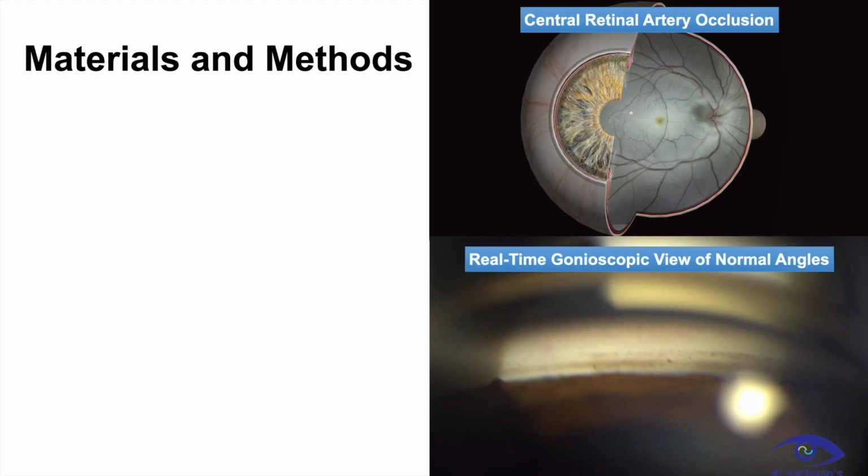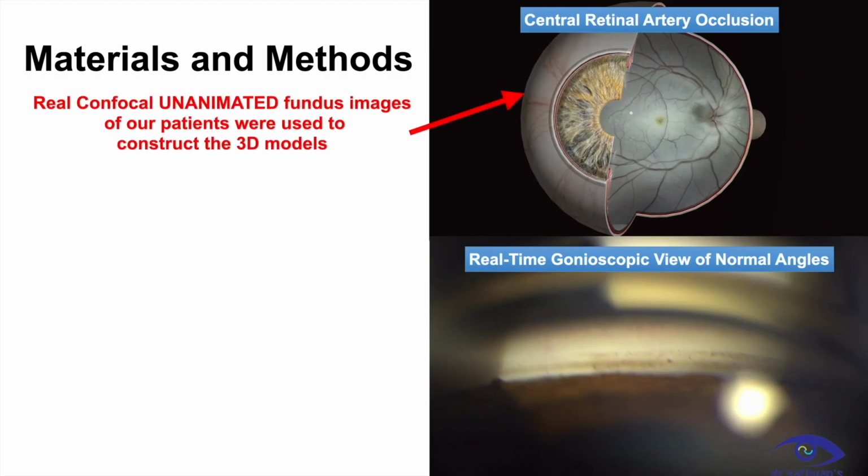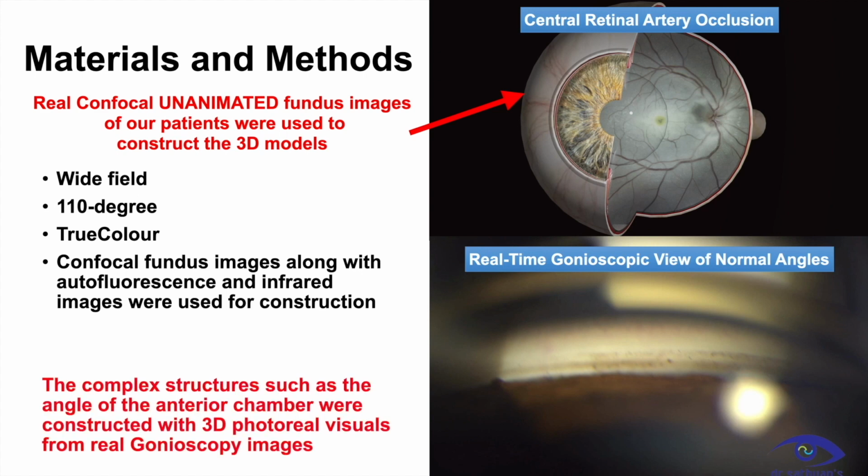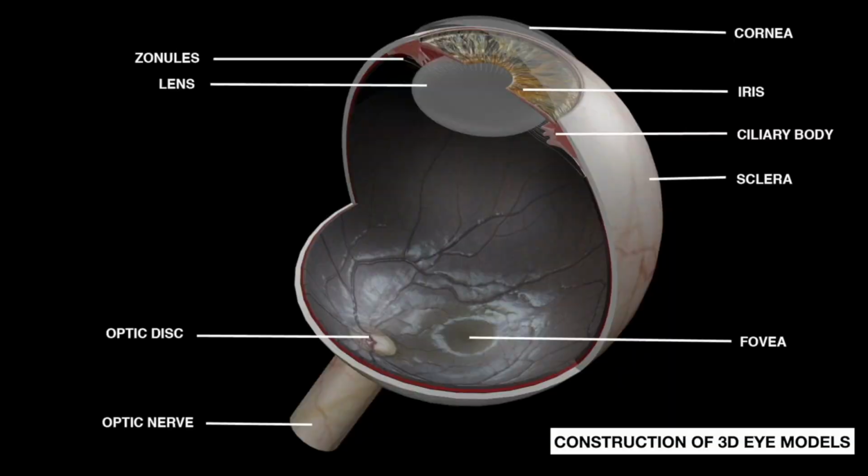Materials and methods. Real confocal unanimated fundus images of our own patients were used to construct the 3D eye models. Wide field 110 degree true color confocal fundus images along with autofluorescence and infrared images were used in constructing the posterior segment. For constructing the anterior segment, complex structures such as the angles of the anterior chamber were constructed with 3D photoreal visuals from real gonioscopic findings as seen on the bottom right of this video.